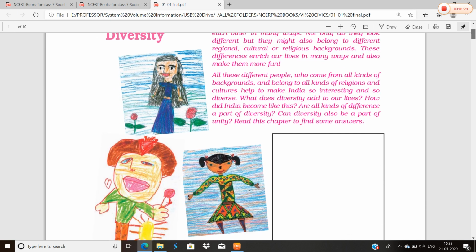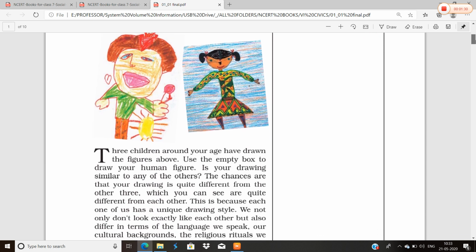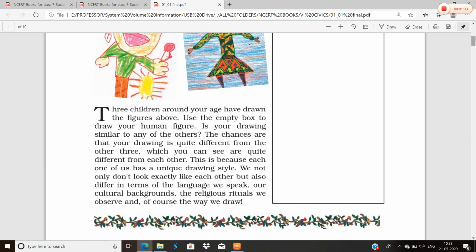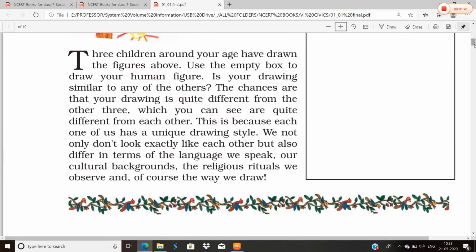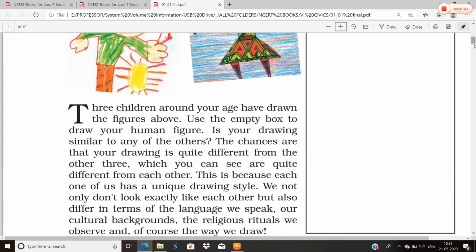So, for understanding this diversity, we are going to go through this chapter. As you know very well, from here we are going to start. Three children around your age have drawn the figures above. Use the empty box to draw your human figure. Is your drawing similar to any of the others?